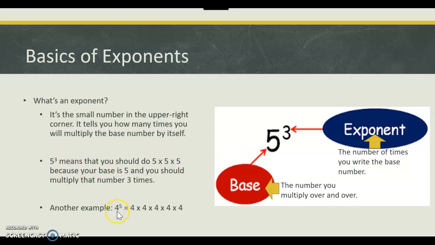And here's just another example. This is 4 with an exponent of 5. So I'm going to write 4 5 times. That's what I've done right here.